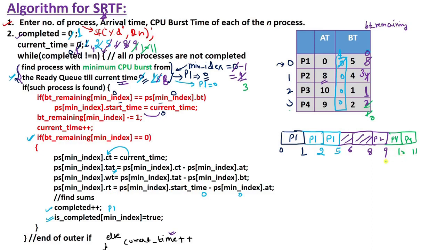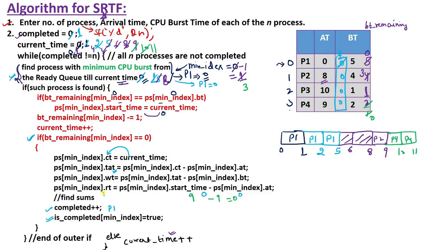Okay, it was set just at this point when both were equal. So it was 9. And what is the arrival time of this P4? The arrival time is 9. Okay, so 9 minus 9, what is that? 0. So this process arrived at 9 and it got the CPU at 9 only. That's why its response time is coming as 0.